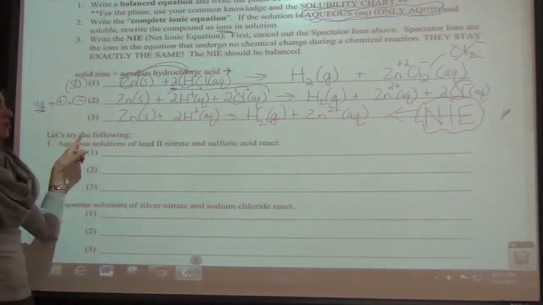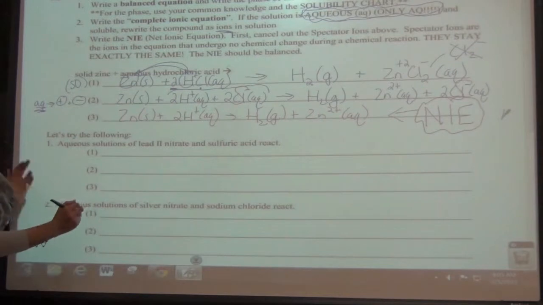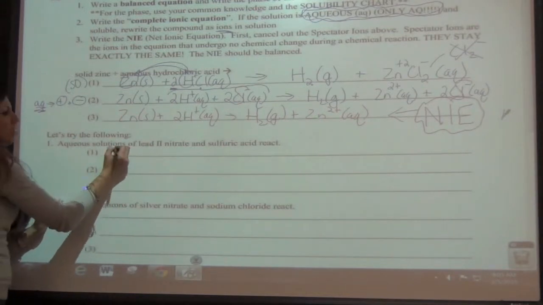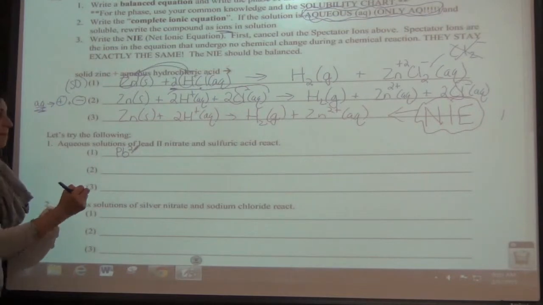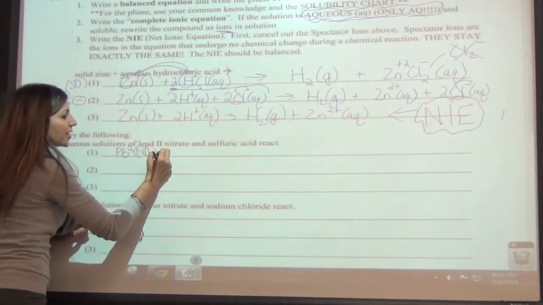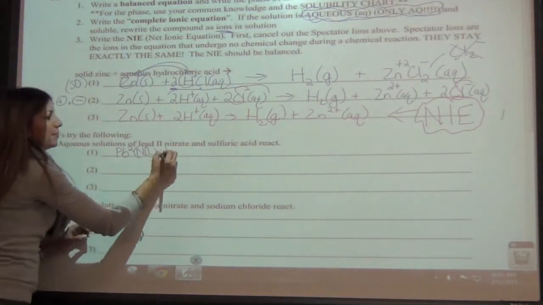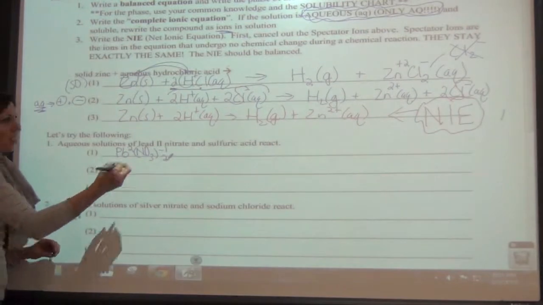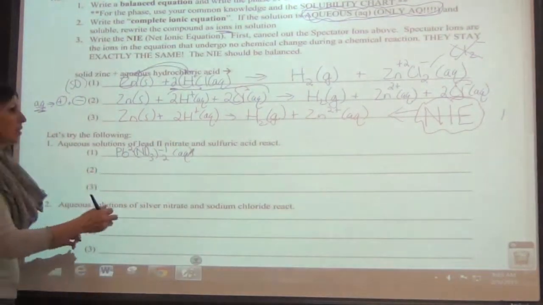We've got aqueous solutions of lead-2 nitrate and sulfuric acid. So they're both going to be aqueous. All right. So lead-2 nitrate, we've got Pb with a +2. And do you remember what nitrate is? NO3. Good. NO3 with a -1 charge. There's 1 mole. So when I crisscross, I get Pb(NO3)2. And again, they told us it was aqueous, so I don't have to look it up because they said it was aqueous.